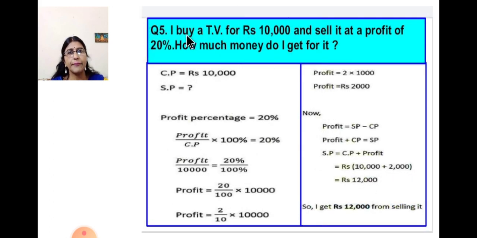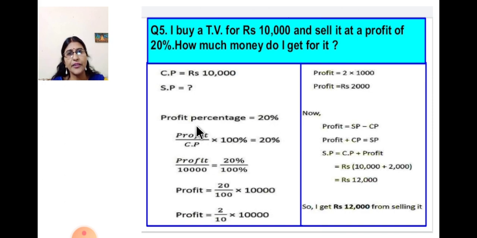Then question number 5. I buy a TV for rupees 10,000 and sell it at a profit of 20%. How much money do I get for it? That means we have to find out selling price. And this is the cost price given, and this is the profit percent given. So let us write what is given. CP is equal to rupees 10,000. SP we have to find out. You will give here question mark, and profit percent is given 20%. And then we will use the formula for profit percent.